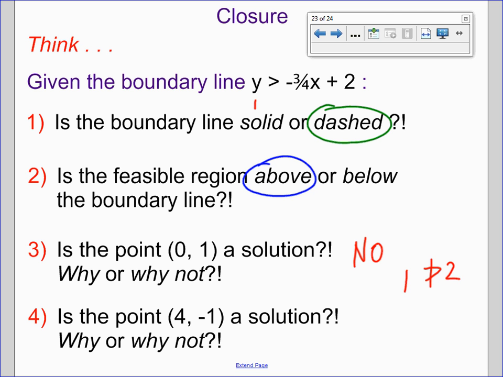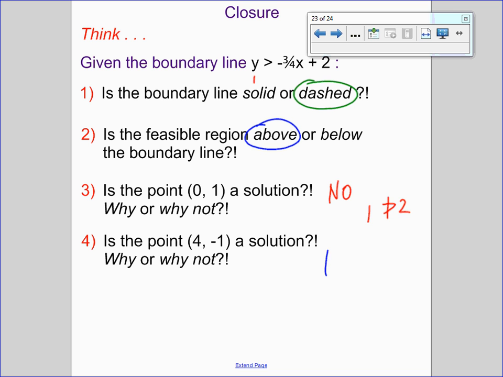Take a look at the last one. Is the point 4, negative 1 a solution? Why or why not? Caroline? No, because if you plug them in, it would be negative 1 is greater than negative 1, which isn't true. Oh, good. So this time we were on the boundary line. Negative 1 is not greater than negative 1. It's equal to, and because this was strictly greater than, it means that it's not included.